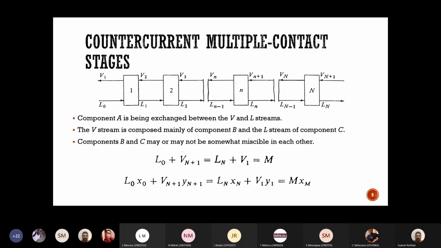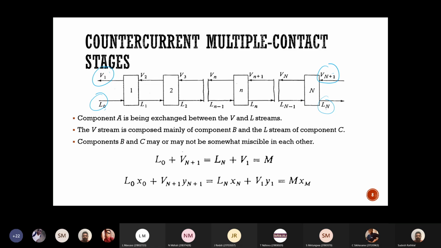They do not mix. If you do a total material balance, L0 plus Vn plus 1 is equal to Ln plus V1, and that is equal to M, my total throughput. Do your component mass balance, you're just working out the composition of component A coming in.